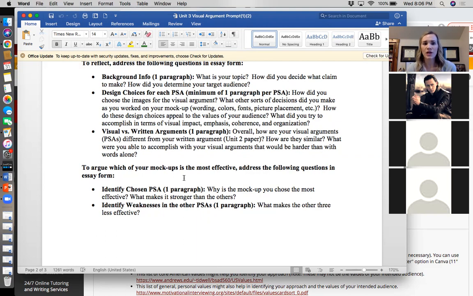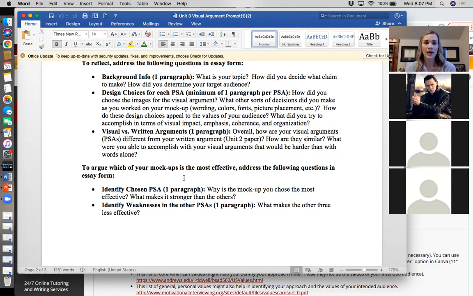Okay, and then you'll talk about how those design choices appeal to the values of their audience, right? So did you use kind of like a cartoonish image because you were appealing to children, right? That could be a reason why, or how you're appealing to that audience. Did you use statistics because you know that this type of audience values statistics, right? Tell us why or how you're appealing to that specific audience.